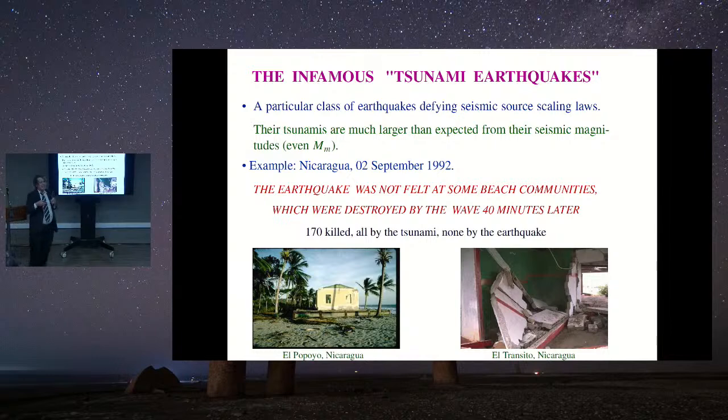We all know the message we pass to the populations: if you feel an earthquake and you're close to the beach, run away. Yeah, but in this case, the earthquake was not felt at some beach communities, and 40 minutes later the wave came and killed 170 people. So there was something wrong with that earthquake. And this something wrong is that the motion was slow, so it was deficient in the high frequencies that people feel or that destroy buildings, that shake the area. And it hides its power.